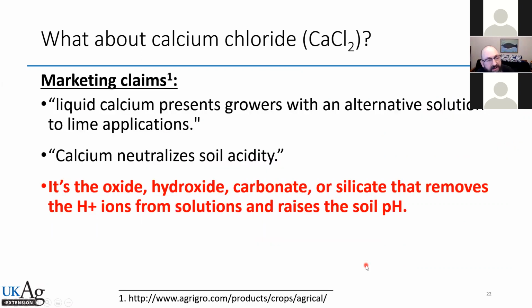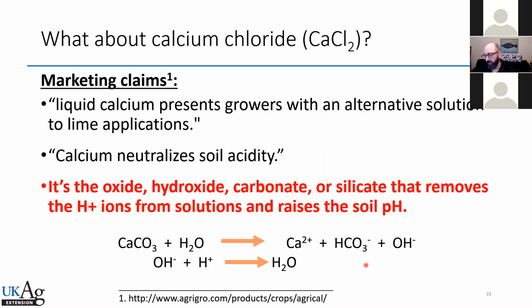But here's the marketing claims. Liquid calcium presents growers with an alternative solution to lime applications. Calcium neutralizes soil acidity. Well, we just went through the lime equation. And so you all know it's the oxide, the hydroxide, the carbonate, or the silicate. Calcium has nothing to do with doing the work. And so calcium carbonate plus water makes that hydroxyl that takes the hydrogen out.